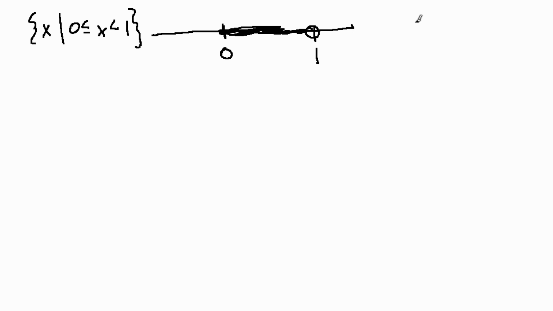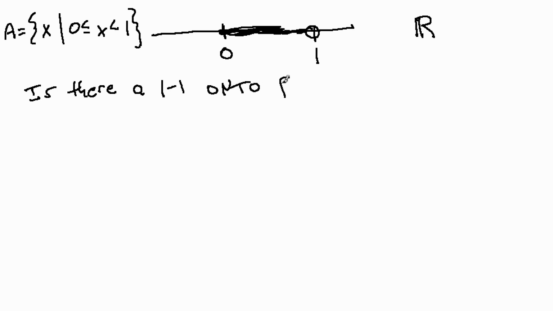And we said that that's a subset of all of the real numbers. Remember, all the real numbers would go all the way this way and all the way that way. And the question I have is the following. Let's give this set a name here. I'm going to call it A. And I'm going to say, is there a one-to-one onto function f that goes from A to R? And the answer to that is yes, and I'd like to show it to you.